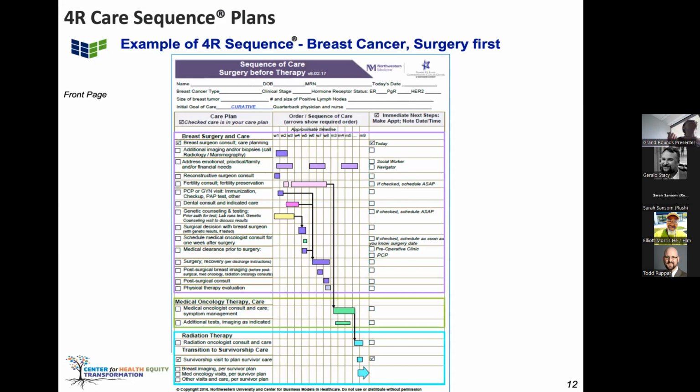Now checklists, when they don't have something on them, that's a problem. But this took time, a lot of different iterations. This is just one example of many. We have checklists for lots of different things. But this is a 4R sequence. Breast cancer surgery first. But what we tried to do is, can we take what the navigator has been doing and put it into a checklist, so we put it all onto one sheet of paper. Literally, this is a piece of cardstock, and there's a front and a back.